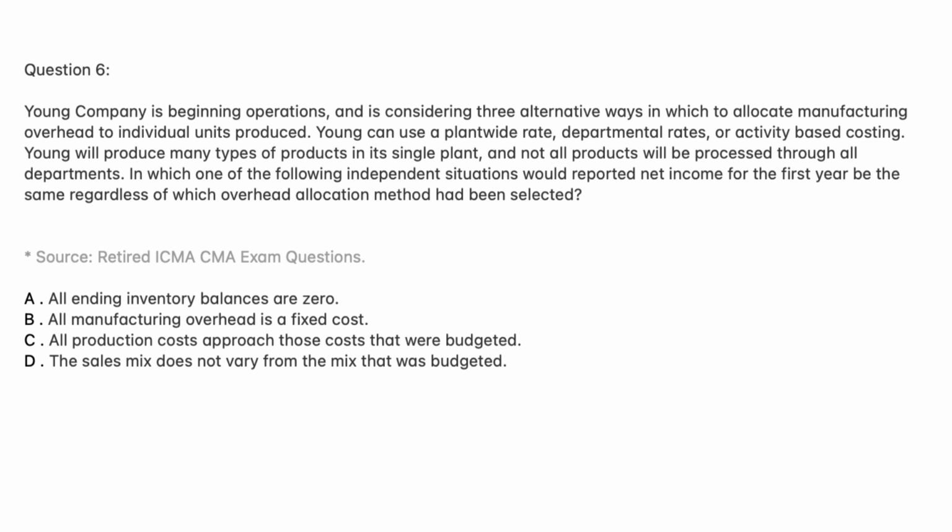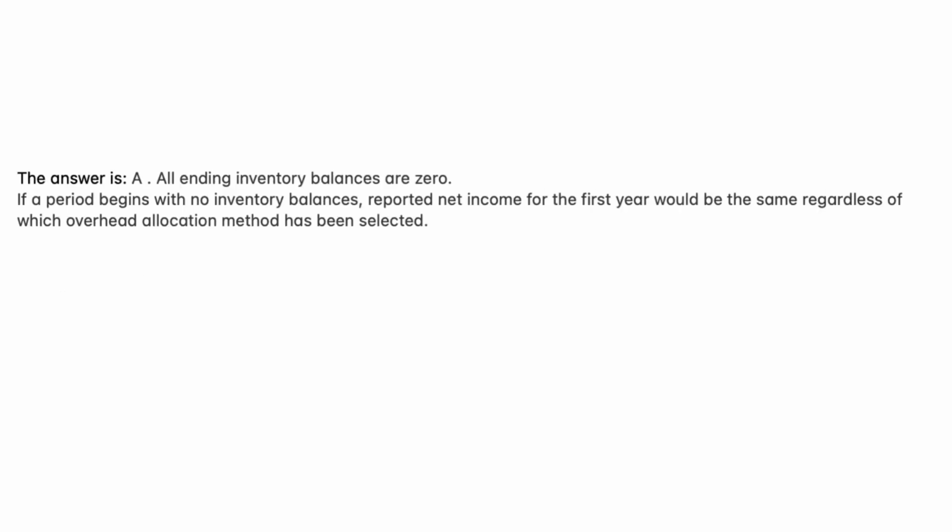A. All ending inventory balances are zero. B. All manufacturing overhead is a fixed cost. C. All production costs approach those costs that were budgeted. D. The sales mix does not vary from the mix that was budgeted. The answer is A. All ending inventory balances are zero. If a period begins with no inventory balances, reported net income for the first year would be the same regardless of which overhead allocation method has been selected.